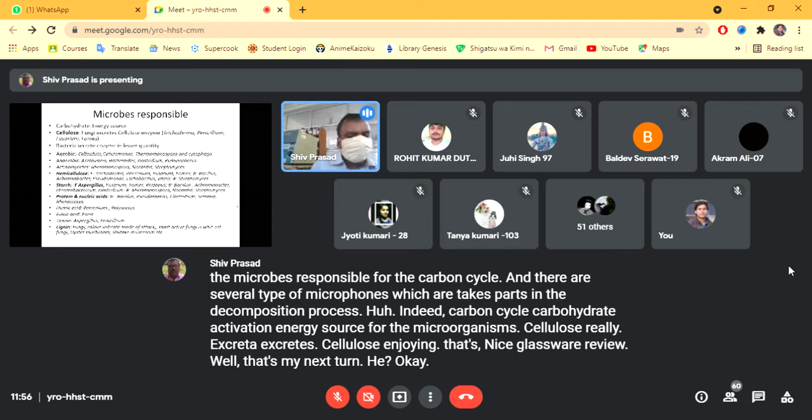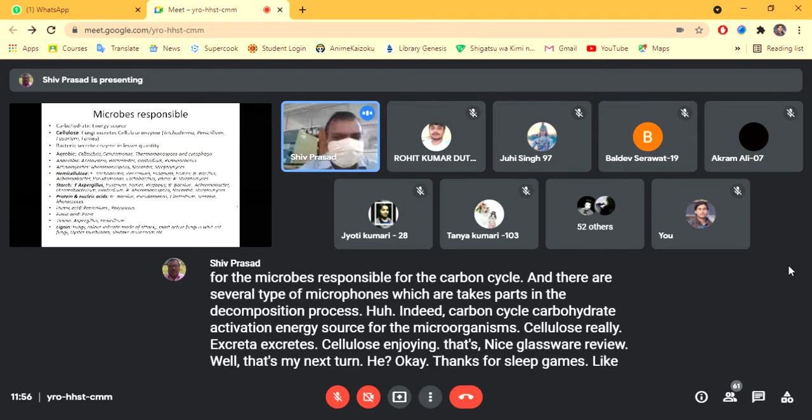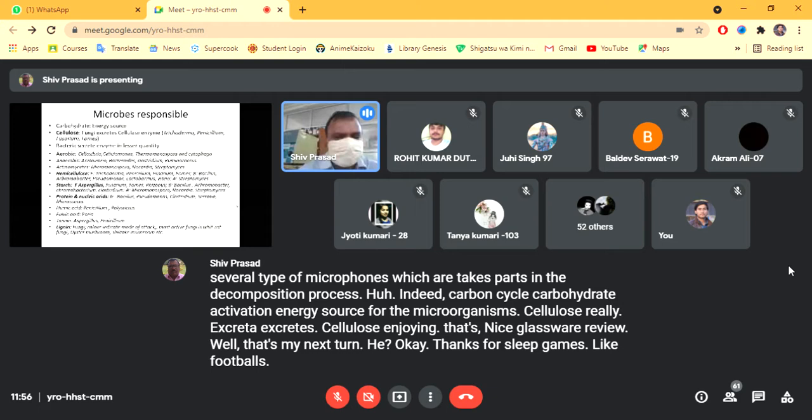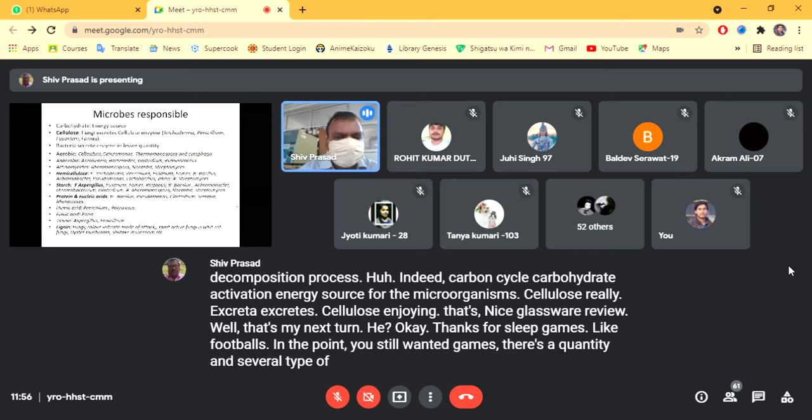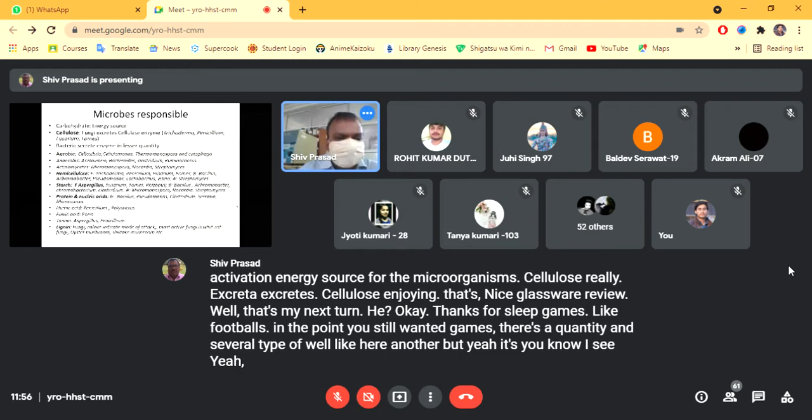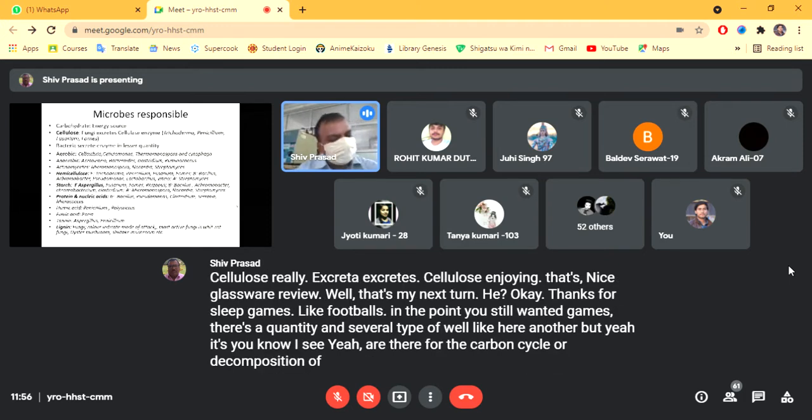Fungi excrete cellulase enzymes, like Trichoderma, Penicillium, Fusarium, and Fomes. In terms of quantity, bacteria secrete enzymes in lesser quantity, and several types of bacteria like aerobic bacteria, anaerobic bacteria, and actinomycetes are there for the carbon cycle or decomposition of organic matter in the soil.